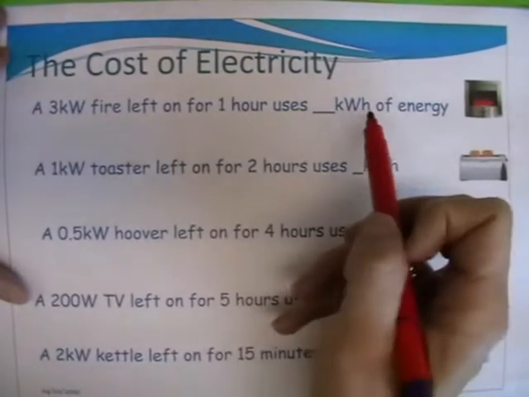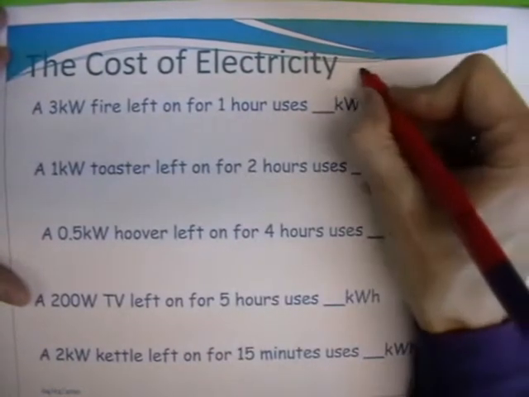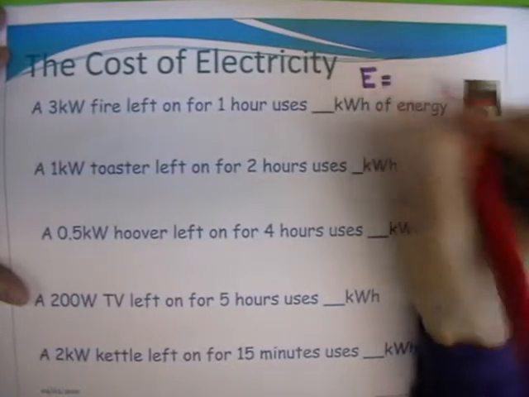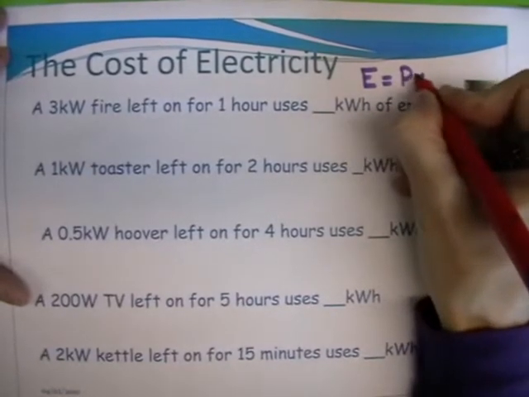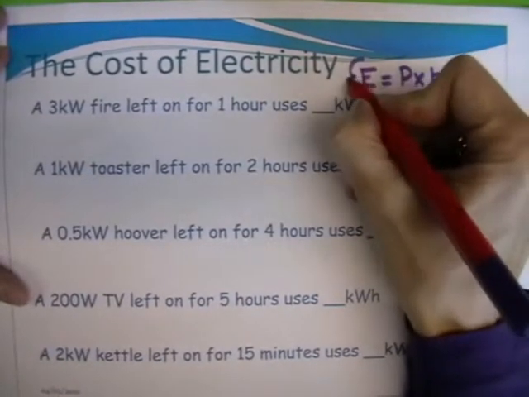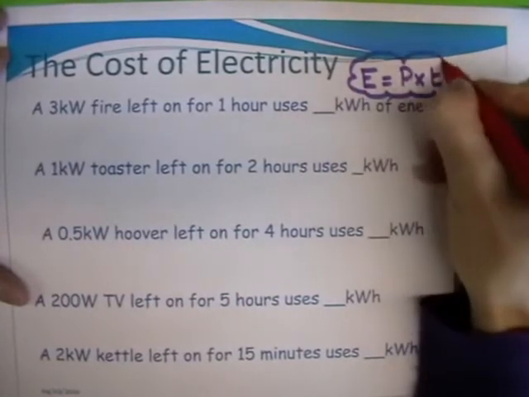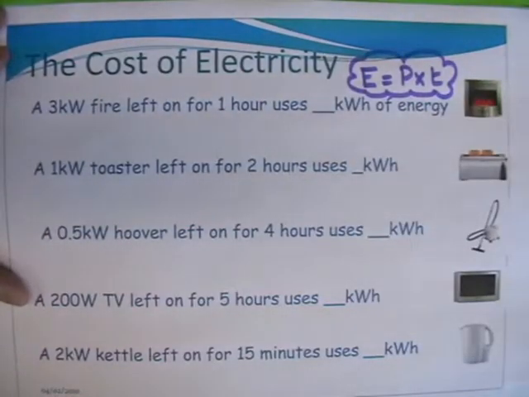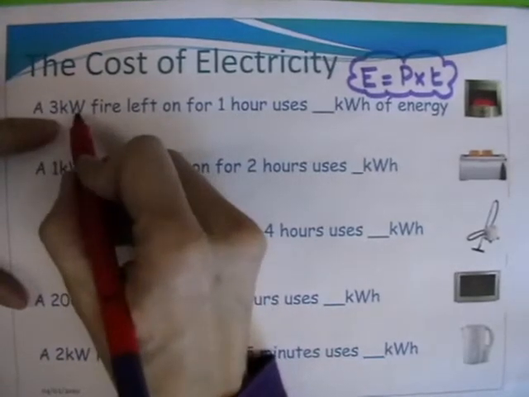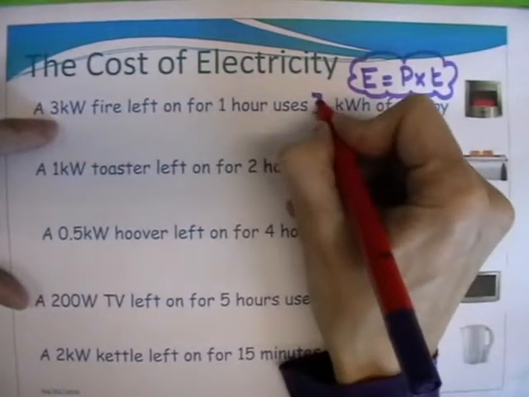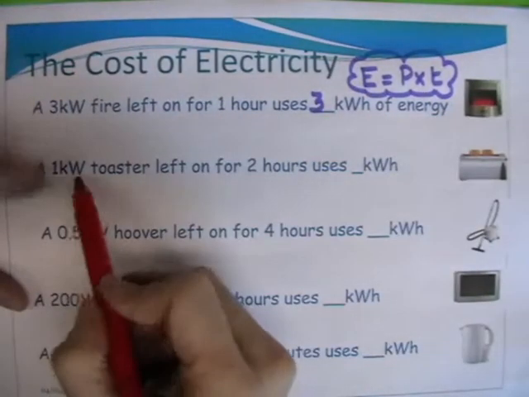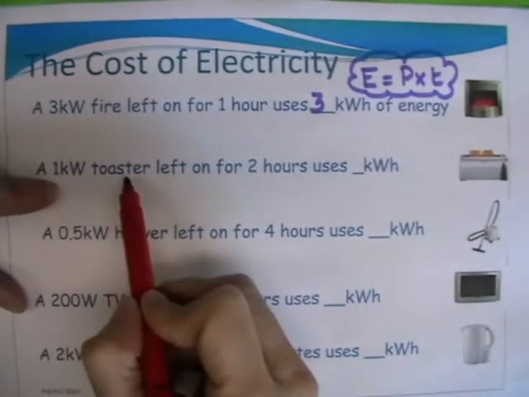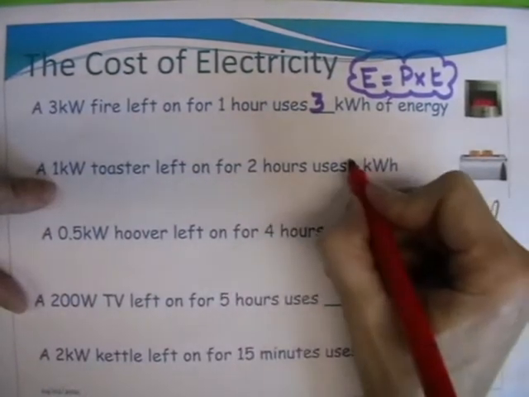So to calculate the number of kilowatt hours, I'll just write the equation here. We are calculating the amount of energy and we're multiplying power in kilowatts by time in hours. I'll just write it up at the top there. So we're just multiplying 3 kilowatts by 1 hour and the answer is 3. The next one, a 1 kilowatt toaster for 2 hours, the answer is 2.